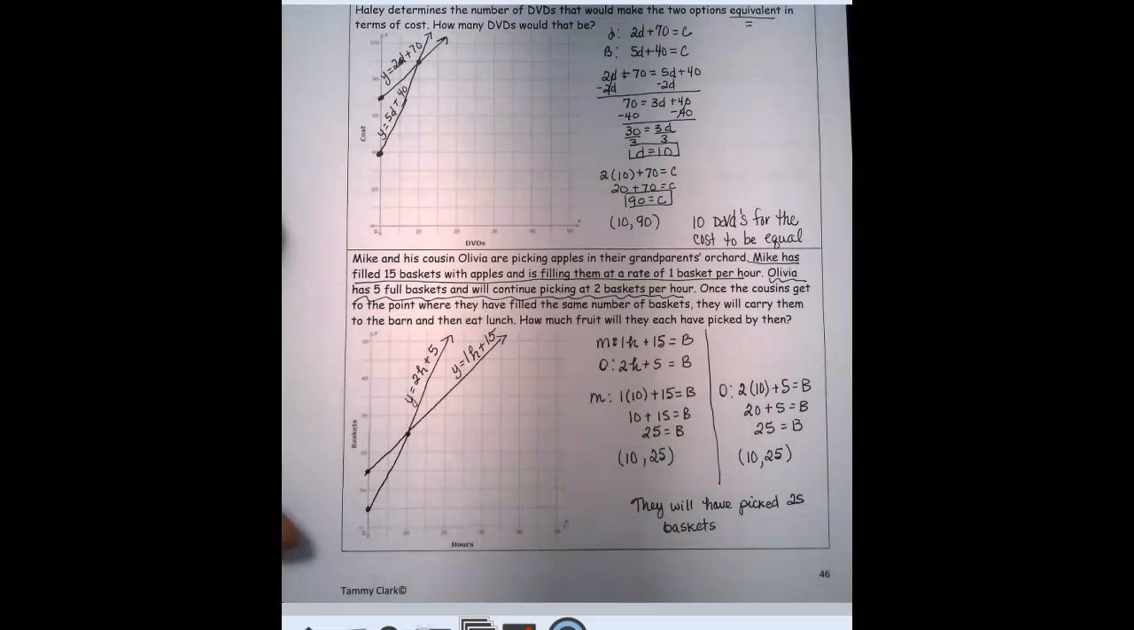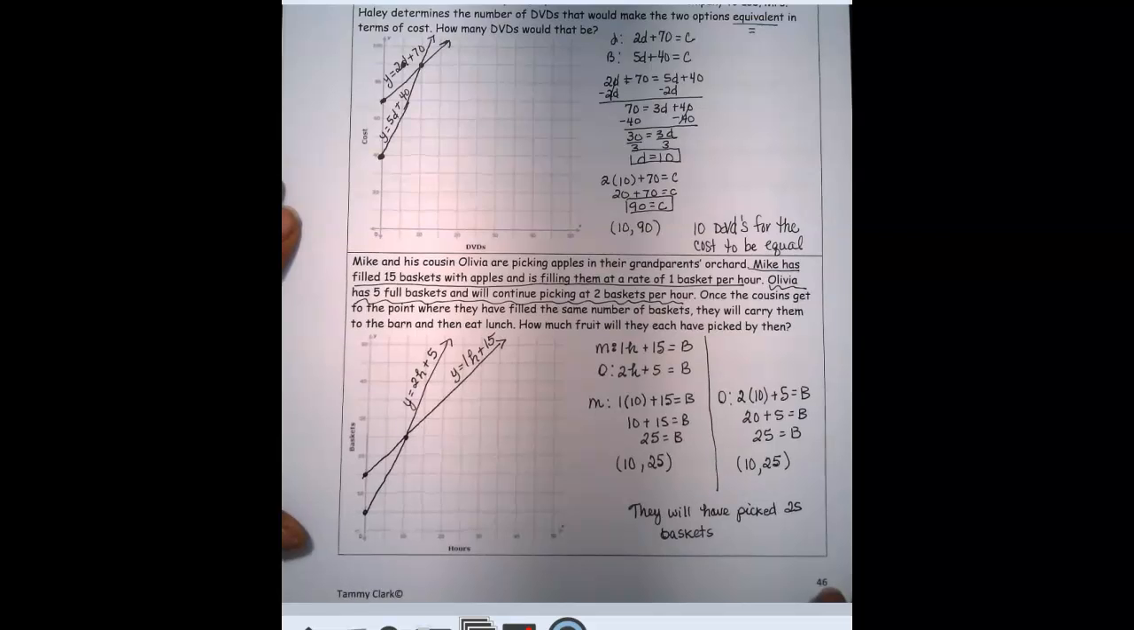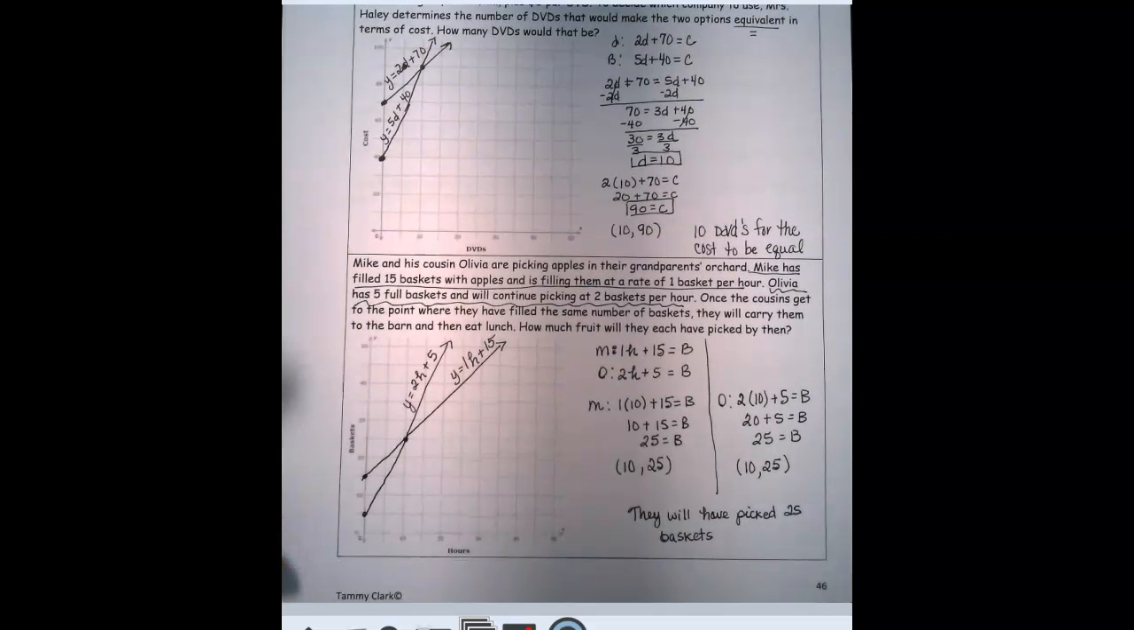So that is how you approach a word problem. Guys, do not be afraid of them. It's just a matter of reading and understanding what you're reading and giving yourself clues and different tools to figure this out. So if you have any questions, please make sure you talk to me.